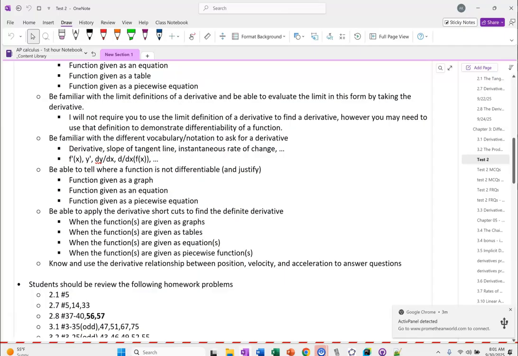You should be able to tell where a function is not differentiable and justify it. So whether you're looking at a graph, you'll pick out where the function is differentiable or not from a picture, or from an equation, or from a piecewise function.